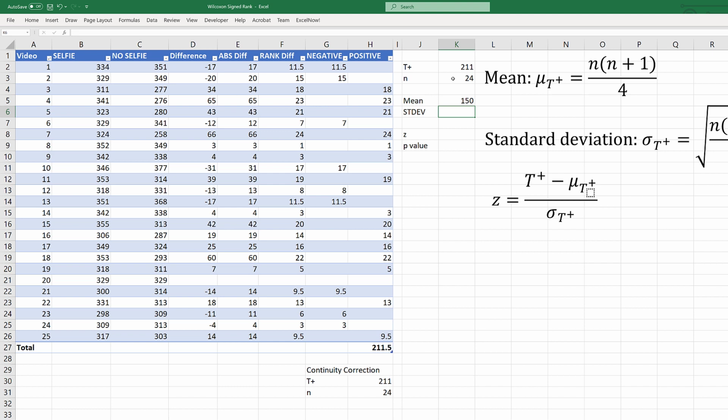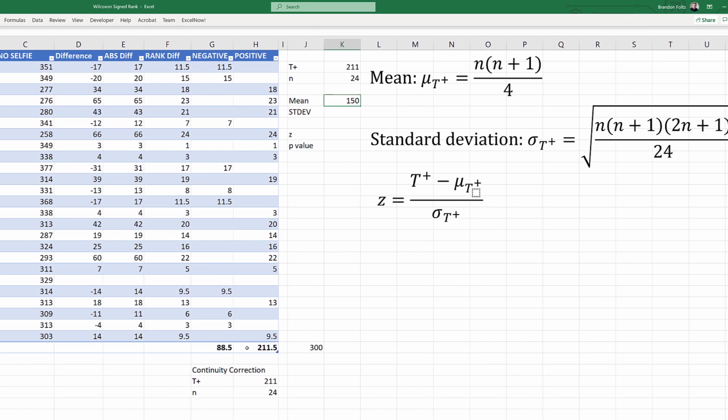Now here's the logic of that number. Go down here to the sum of our positives. Now, if I were to do the same thing for the negatives, look what I get. Sum those up. I get 88.5. So what is 88.5 plus 211? Or to sum those up, 300. What is the middle or the median of 300? 150. See where that number comes from? So if the sum of column G and column H were the same, these would each be 150. That's what we're doing here, okay?